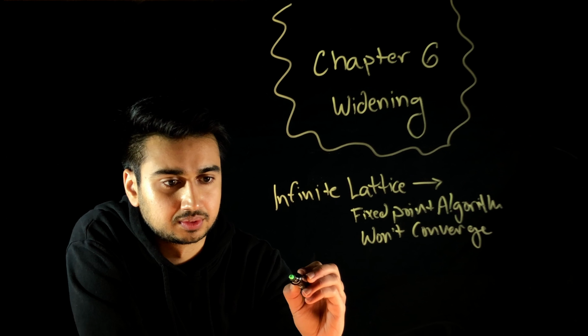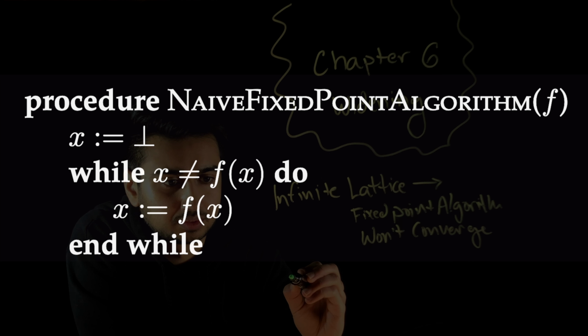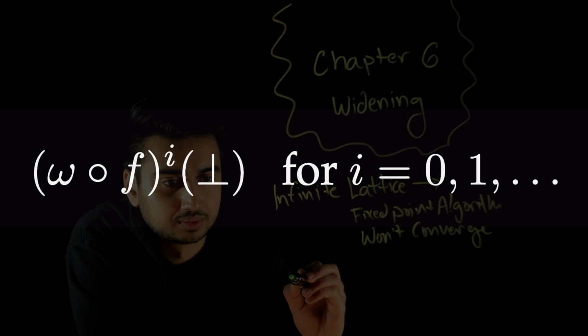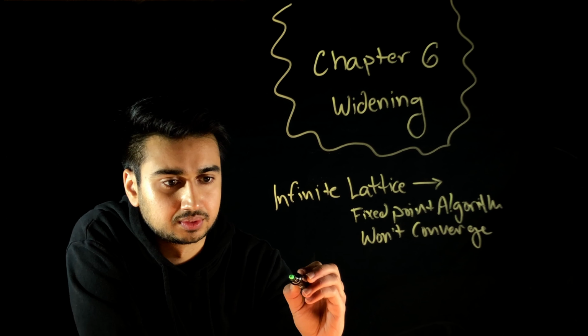Essentially, our problem with our fixed point algorithm so far is that we keep on applying f to bottom. Every time we apply f, we move up the lattice, but if that lattice has infinite height, we can move up forever. Instead of simply repeatedly applying f, with widening, every time we apply f, we'll also apply a function omega. Omega is a coarsener. It'll take in a point in the lattice and jump up to a higher point in the lattice. Omega of f is guaranteed to converge.